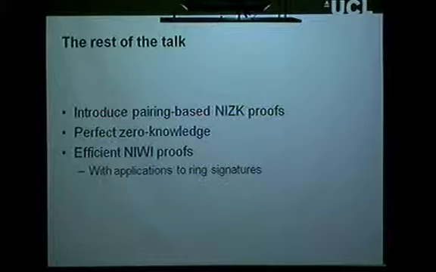Okay, so in the rest of the talk, I want to introduce pairing-based techniques in the construction of non-interactive zero-knowledge proofs, give you a simple construction of a non-interactive zero-knowledge proof. And this is also one of the nice properties of pairing-based techniques, that you can actually give a simple construction. Typically, the previous constructions were quite involved. Then I want to talk about how to get perfect zero knowledge. And then finally, I want to talk about how to get efficient non-interactive witness-indistinguishable proofs. And I'm giving a concrete example with applications to ring signatures.